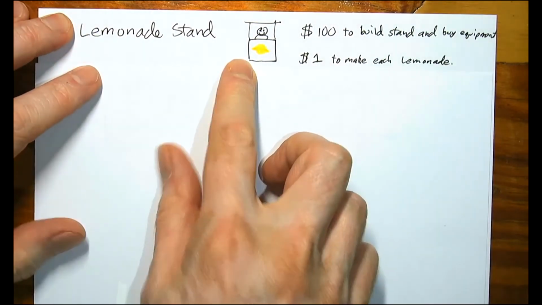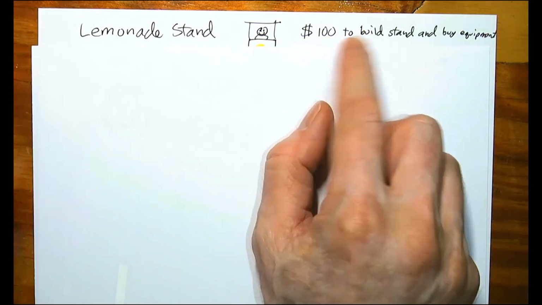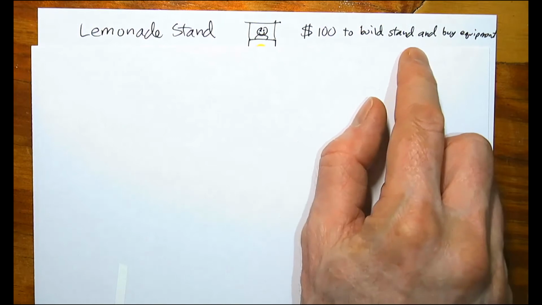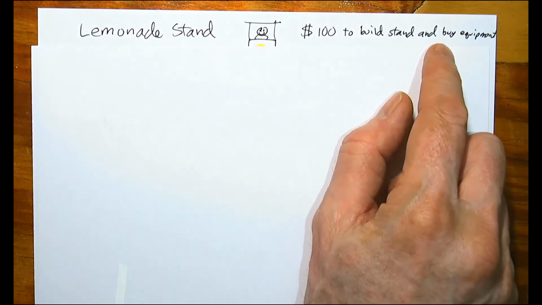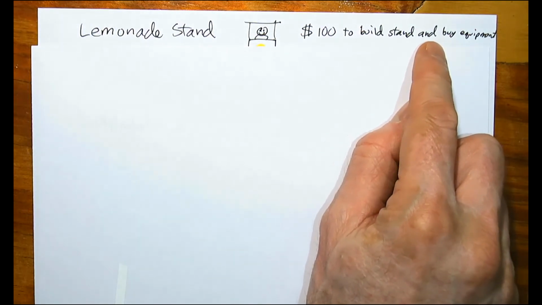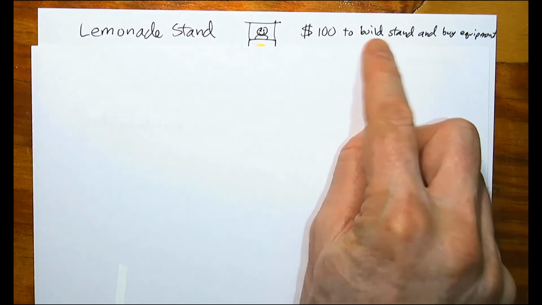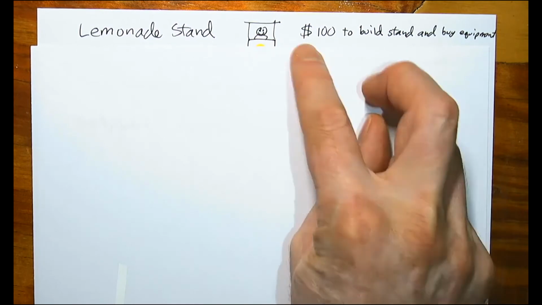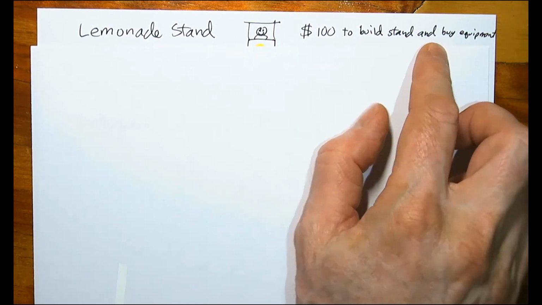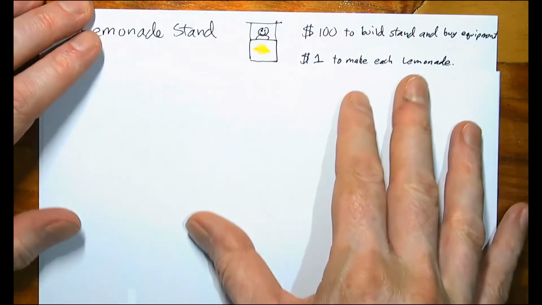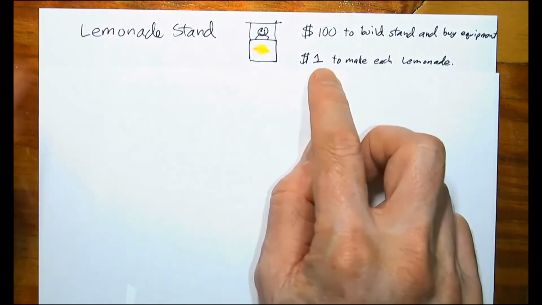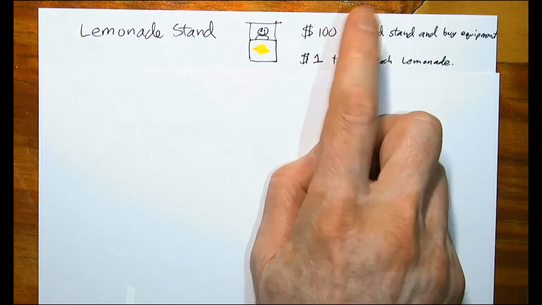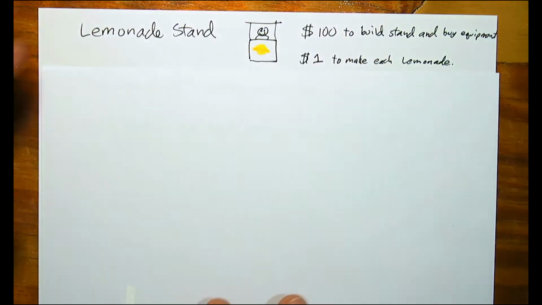Well, I had to make the lemonade stand. So let's say it cost me $100 to build the lemonade stand. And I had to buy things like a juicer and a pitcher to run the stand, signs and stuff, and a chair to sit on, and maybe a cooler. So I spent $100. Let's say to make each lemonade, it costs me $1 because I need sugar and water and ice cubes and all this stuff. So it cost me $100 to build the stand and $1 to make each lemonade.